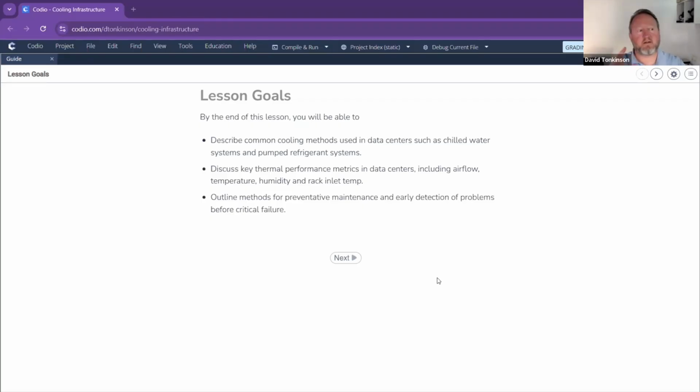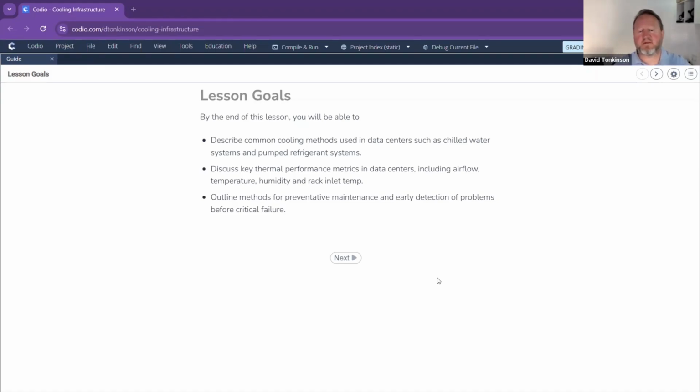Okay, we have to do a little bit of maths today. It's not really horrible maths, but we do have to do a little bit of maths. I'm going to talk about things such as the airflow around data centers, temperature, humidity, and rack inlet temperatures. So we're going to talk about temperatures in different locations in our data centers.